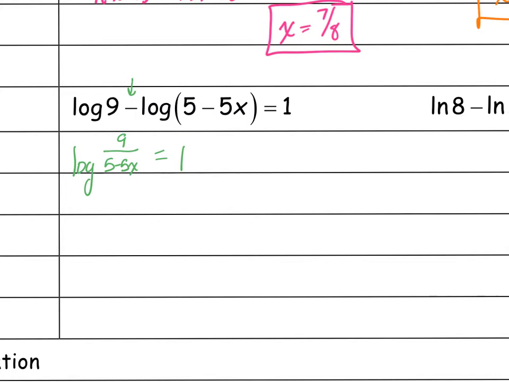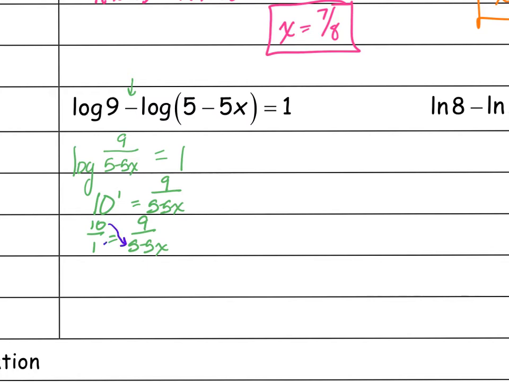This has no base given, so what's my base? 10, that is correct. So 10 to the first power equals 9 over 5 minus 5x. Oh, I don't like how I wrote that, so let me change that. Okay, so let's write them both as fractions. So I've got 10 over 1 equals 9 over (5 minus 5x). Cross multiply here.